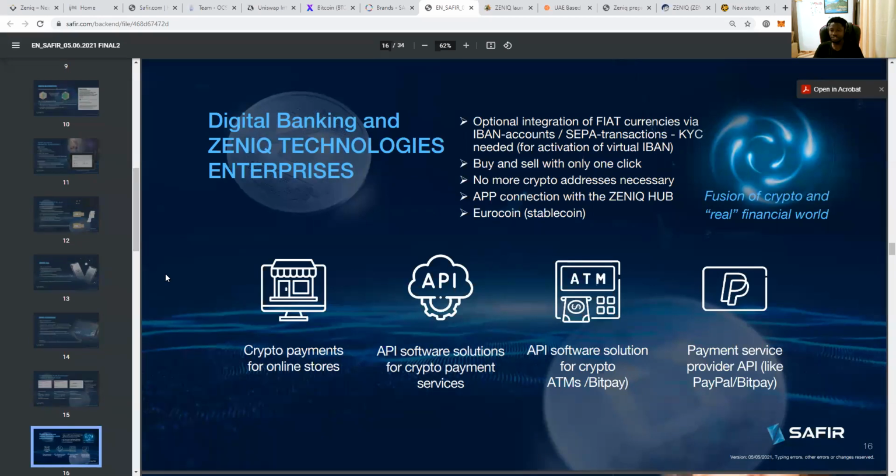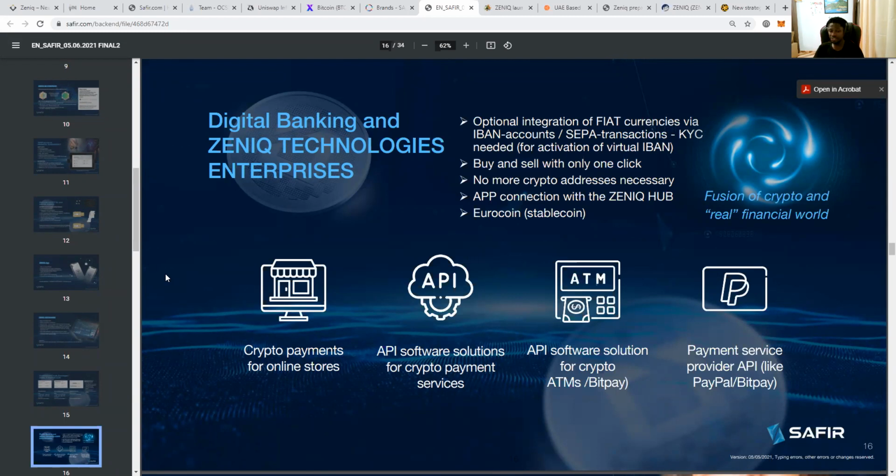You will understand the vision of ZENIQ, and you will of course be able to see where ZENIQ is going. And of course, they have the API software for crypto payment services. With this API software, people or firms that are into trade or transaction will be able to incorporate ZENIQ to facilitate their transactions with respect to crypto and fiat, which will be done on an instant basis.